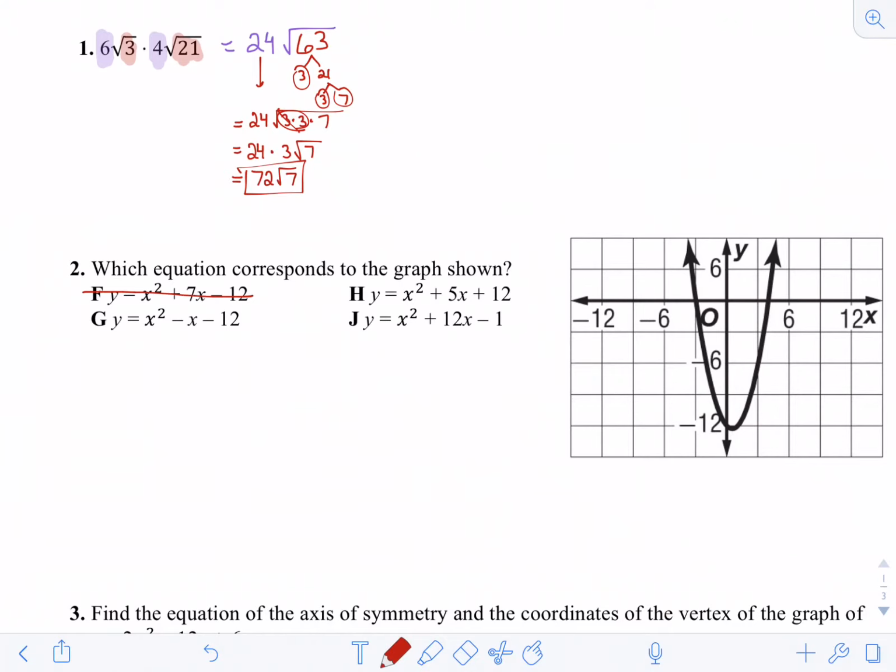Okay, letter G, we can type that in. So x squared minus x minus 12. Hit graph. That looks like I cross at a positive 4 and a negative 3, so that looks about right. Let's check H. So H is x squared plus 5x plus 12. Look at your graph. That doesn't even cross the x-axis, so that is wrong. And then looking at J, x squared plus 12x minus 1. When you look at that graph, that crosses right at 0, 0, and so that is not even the correct graph. So G would be your correct graph.